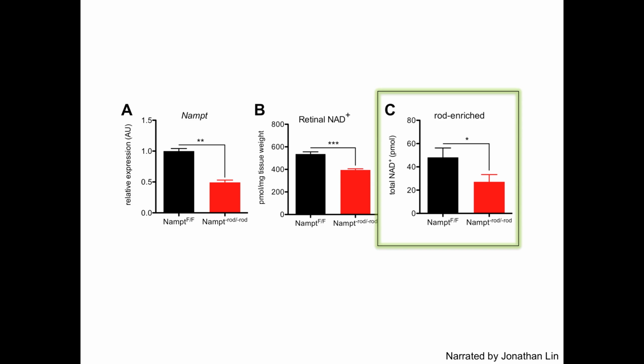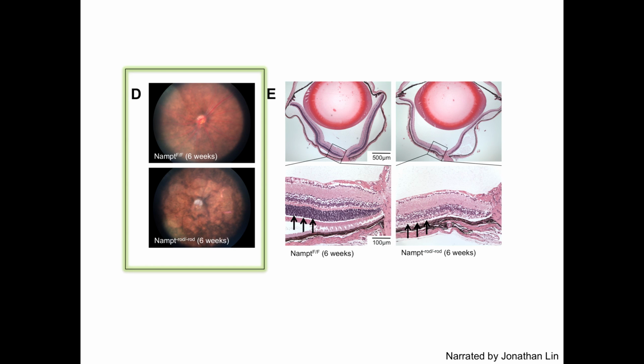Next, we wanted to test whether this reduction in retinal NAD was accompanied by retinal degeneration. Figure 1d shows that by 6 weeks, rod-specific NAMPT conditional knockouts had clear evidence of degeneration on fundus biomicroscopy. This appearance of the back of the eye is similar to that which clinicians observe in patients with severe retinal degenerative diseases, such as retinitis pigmentosa.